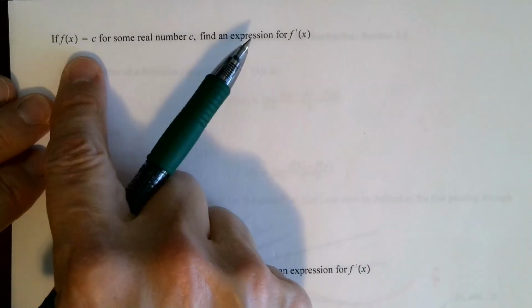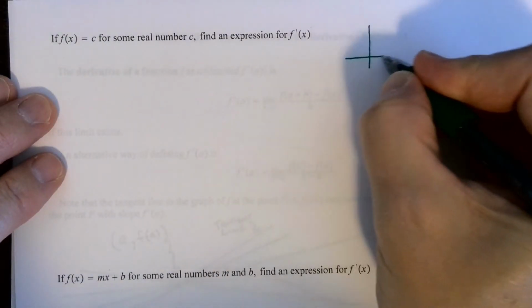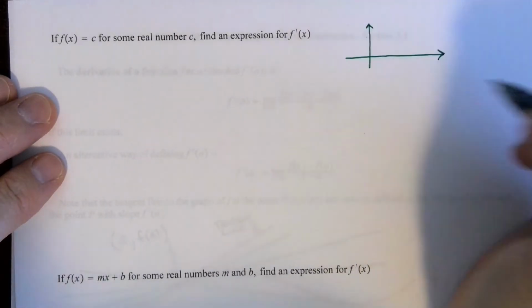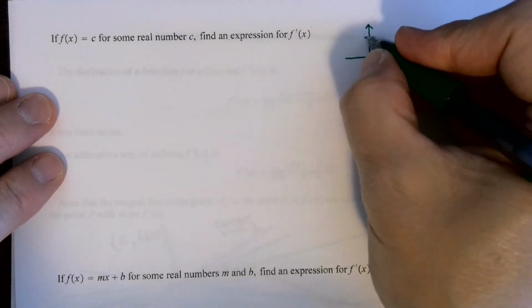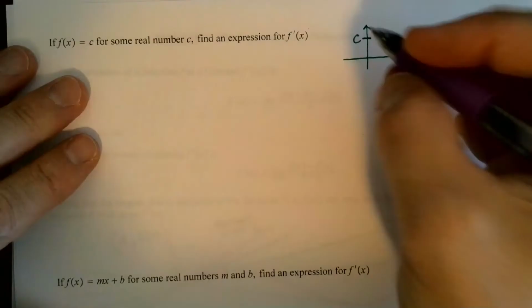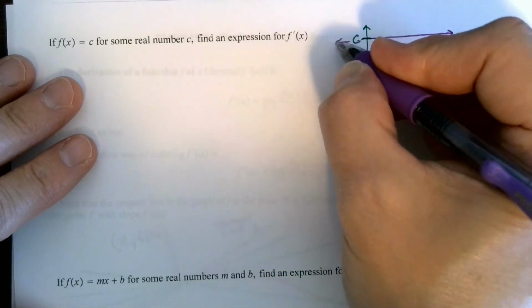What's the graph of the function f of x equals c look like if I were to graph that function? Everyone should be saying it's a horizontal line. So let's say c is a positive number, just for this illustration. If c is some positive number, then the graph of the function will just be this horizontal line.